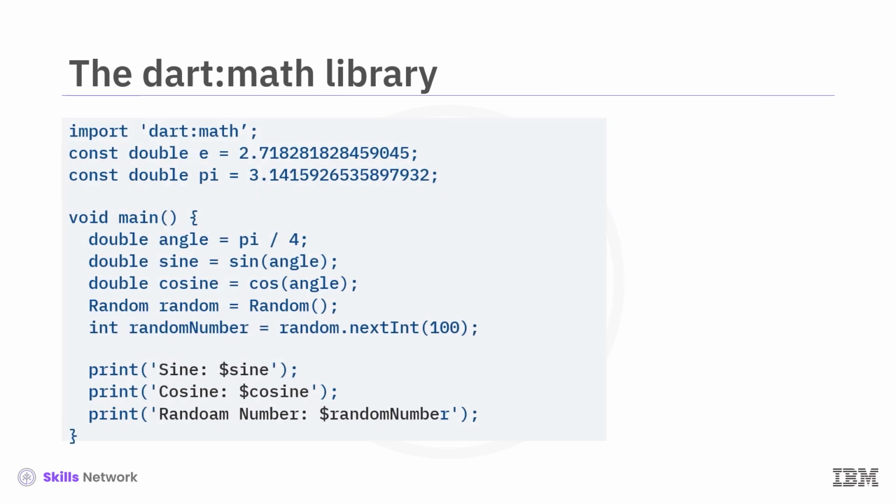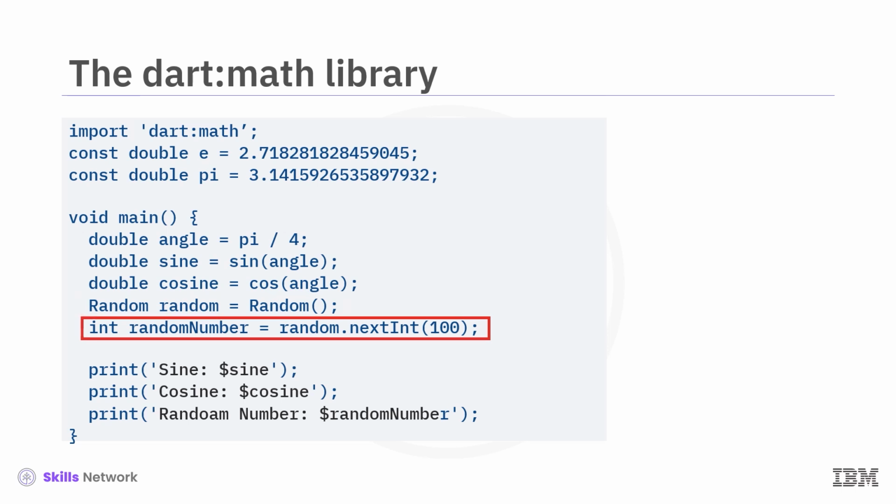This code block will help you understand the Dart Math library. First, import the library. The code calculates and stores the value of angle, after which the sine and cosine of the angle are calculated. Next, a random number generator is created, and finally, a random number between 0 and 99 is generated.